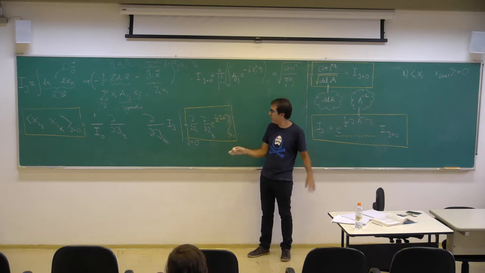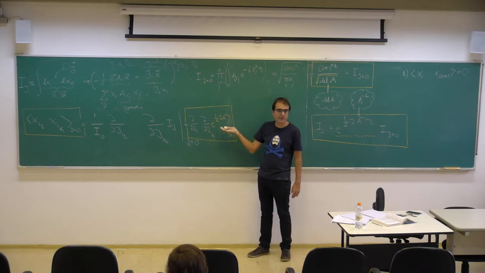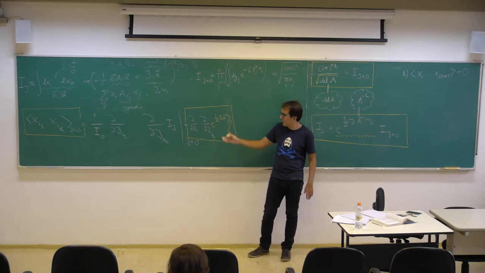So if the number is not even, I cannot fill the j's downstairs, and I get 0 when I put j equals 0. Okay, so it's also obvious in this formulation.